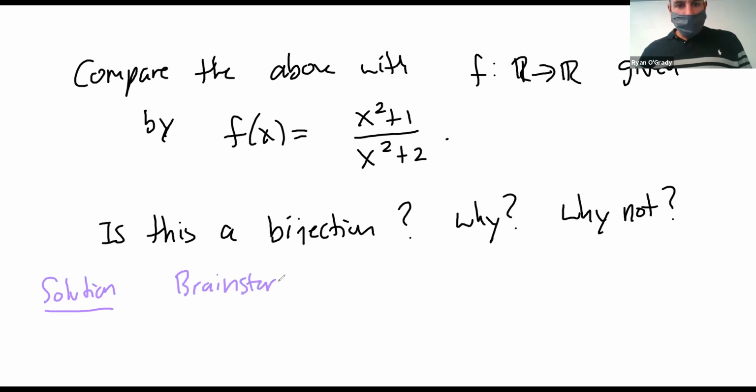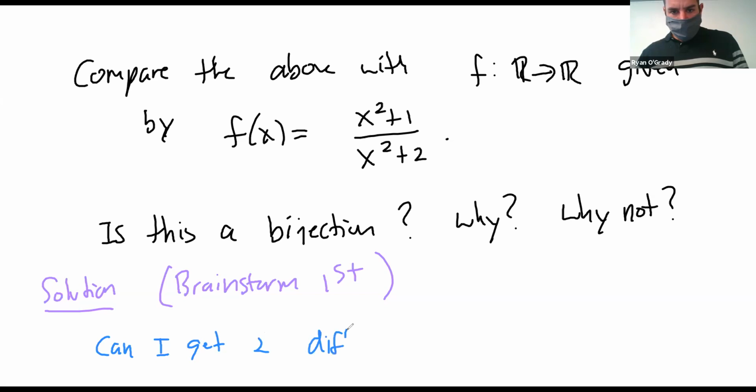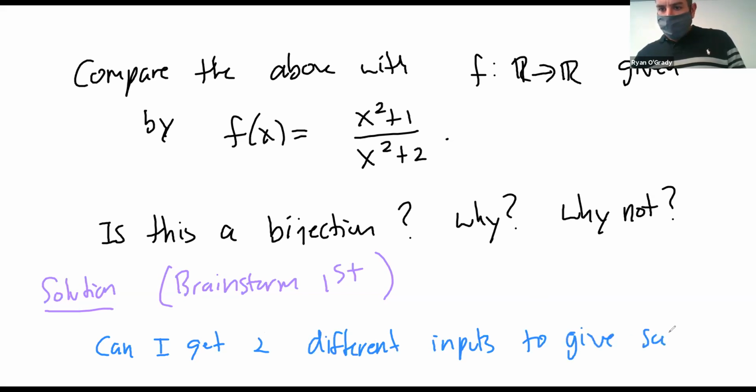So I am going to brainstorm first. I've talked about this many times with you guys now. You ain't just writing a solution up. You got to brainstorm. So the first question I'm going to ask myself is, let me phrase it this way. Can I get two different inputs to give the same output? Because that's what one-to-one's all about.